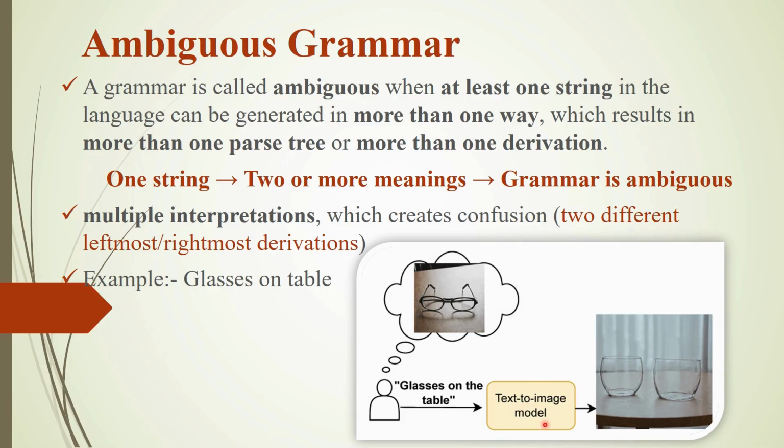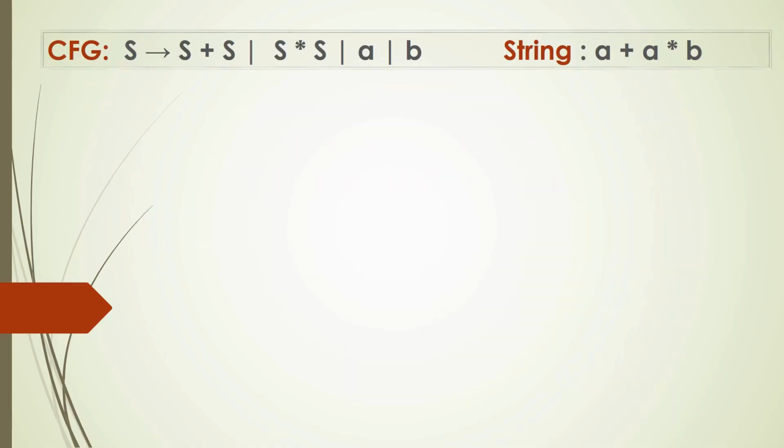Now here you can see glasses on the table; text to image is supposed to convert into this one, but it may generate this image as output also. So this is nothing but ambiguity in a sentence or in a grammar. Okay, hope you understand this. Let's discuss ambiguous grammar. This is a grammar defined.